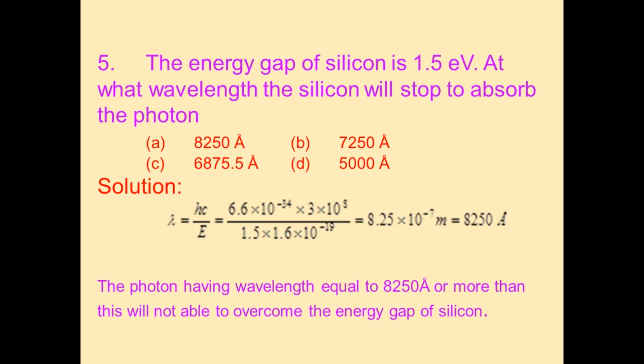So the photon having the wavelength equal to 8,250 angstroms or more than that will not be able to overcome the energy gap of silicon. To stop to absorb the photon, the wavelength range is 8,250 angstroms.